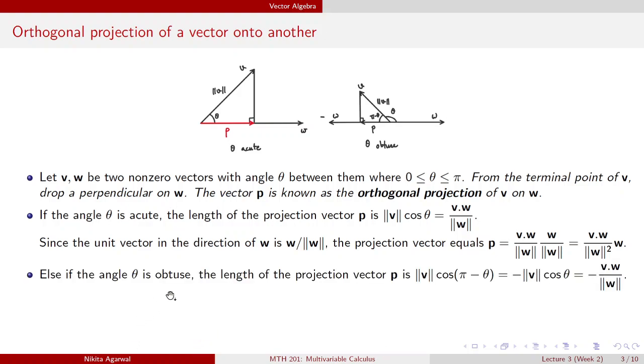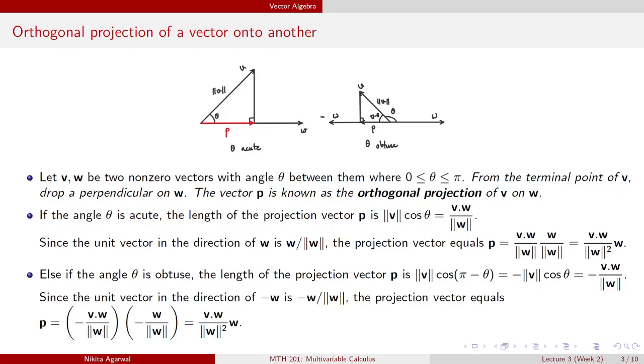Else, if theta is obtuse, which is the picture on the right, then what is the length of this projection vector? It's norm V cosine of pi minus theta, because this is the triangle that we are looking at. But what is cosine of pi minus theta? It's minus cosine theta. So you get minus of norm V cosine theta. And again using the relationship of cos theta and dot product, this equals minus V dot W by norm of W. So this is the length of the projection vector.